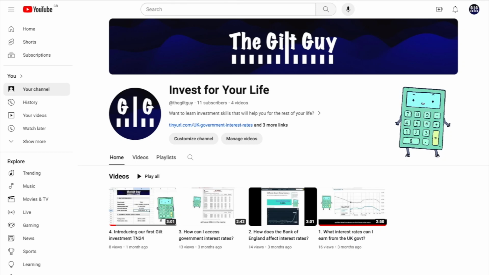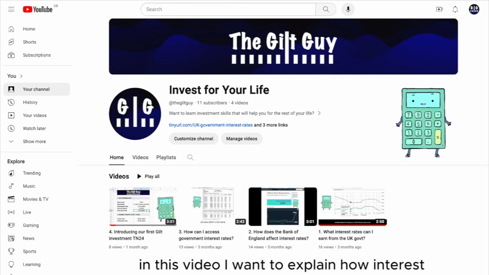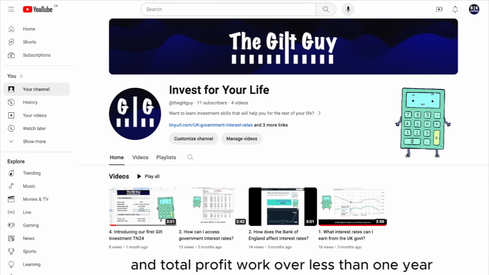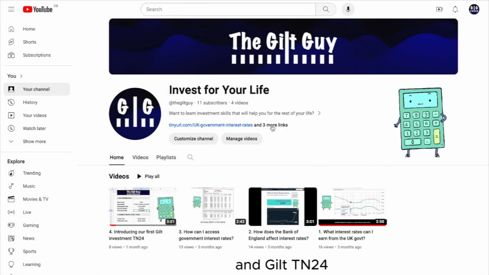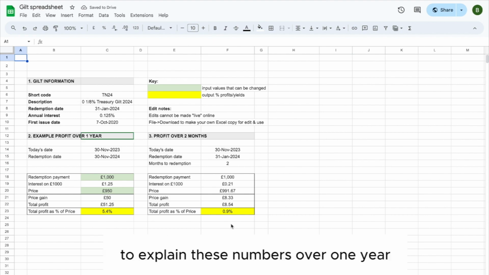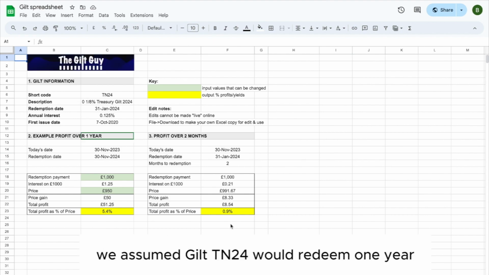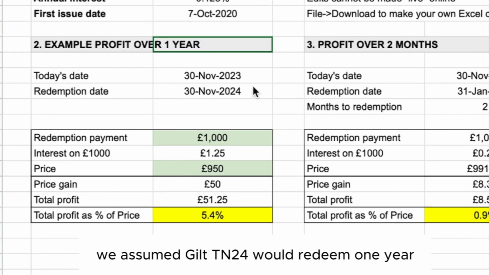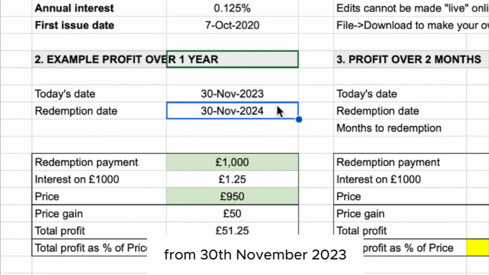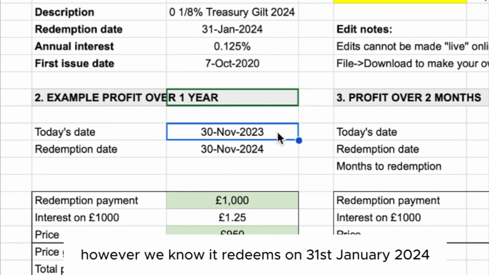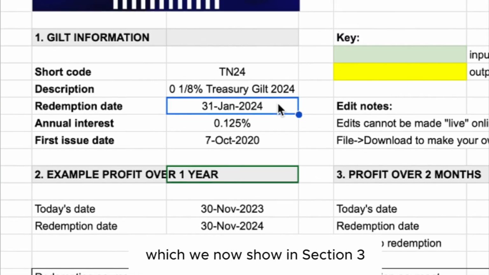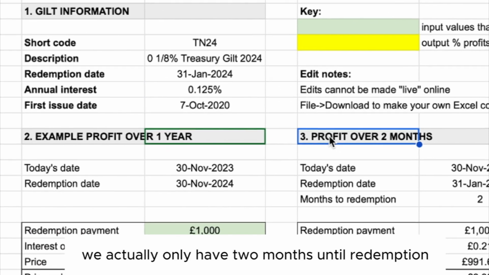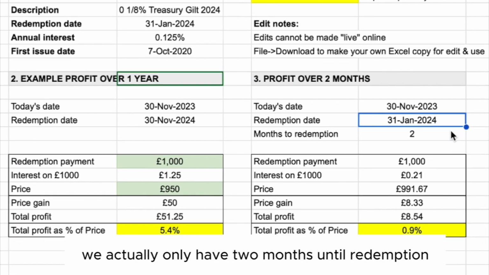Hi everyone. In this video I want to explain how interest, price gain and total profit work over less than 1 year. To do that we return to our Google spreadsheet online in Gilt TN24. In our previous video, to explain these numbers over 1 year, we assumed Gilt TN24 would redeem 1 year from the 30th of November 2023. However, we know it redeems on the 31st of January 2024, which we now show in section 3 that also shows we actually only have 2 months until redemption.